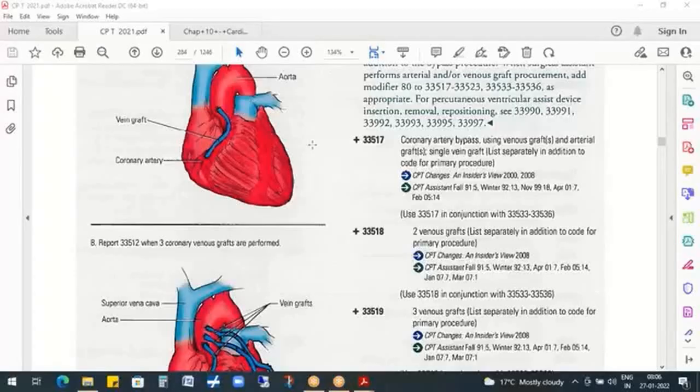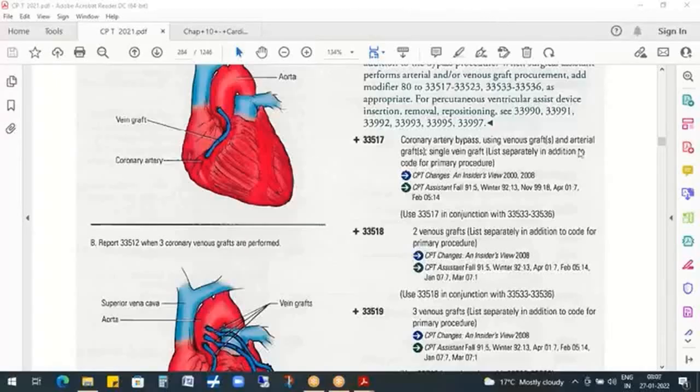33534. Okay. Now, they used both as a combination, 2 arteries and 2 veins. Yes or no? Yes, sir. For veins, if they used a combination, then I said a rule for you. You can see the rule for where you need to code. 33518. Understood now? Yeah, sir.